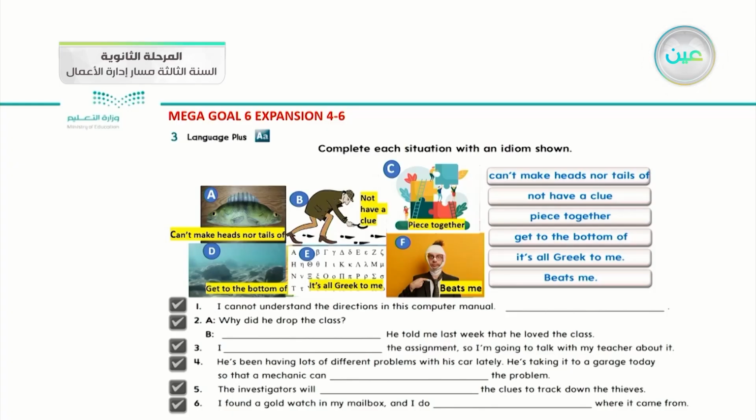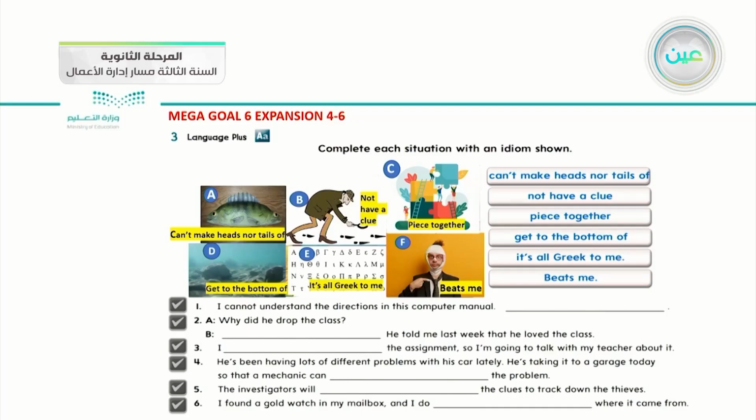Number 1, look at that one. What can you see here? What do you think is strange in that picture? What do you think is the mystery with it? From my opinion, I think that there is a fish with 2 heads, and we can find an animal with 2 tails, and so on. That's what we call it, can't make heads nor tails of. This is about letter A. Let's go for the second one.